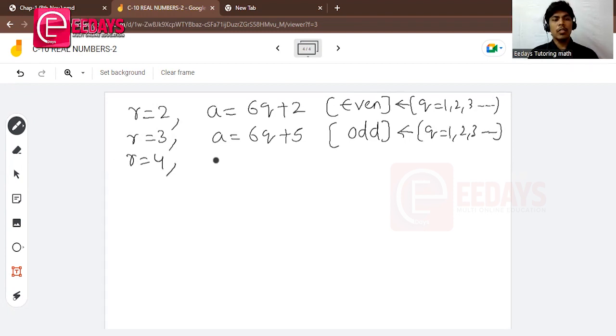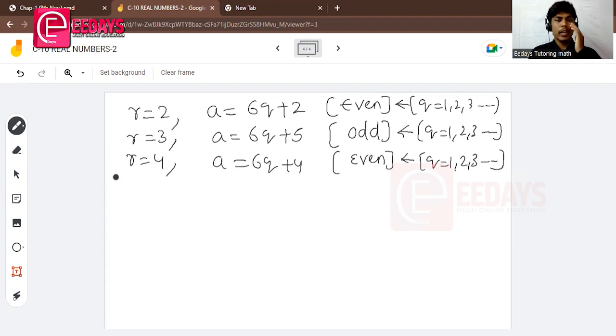Now try with r is equal to 4. A is equal to 6q plus 4. Now 6 plus 4, that is 10. So that's why we are getting even again. That's why I'm writing directly, guys. I think you understood each and every step. We are doing the trial and error method.